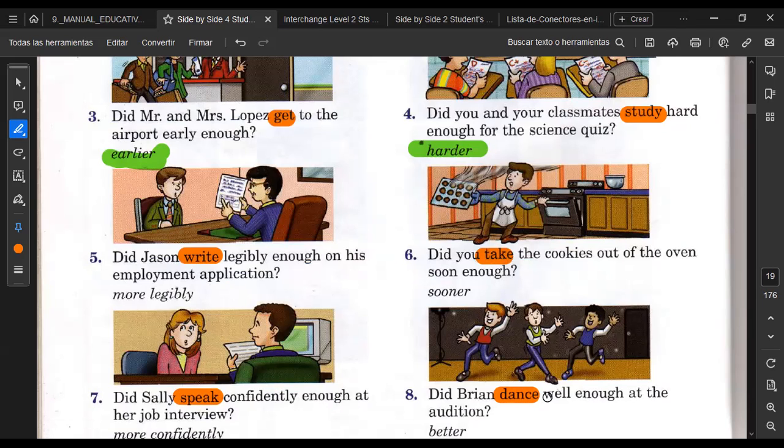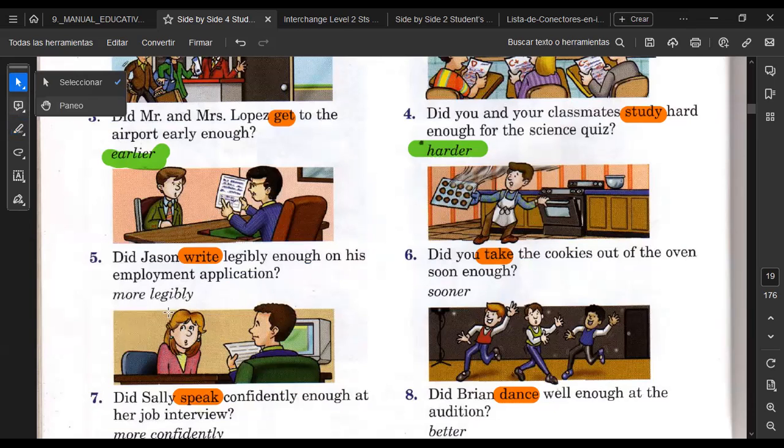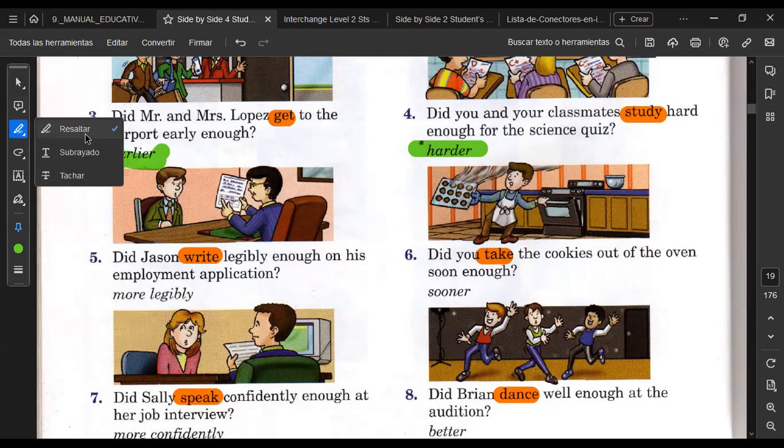En vez de dance, es regular. Queda igual, dance. Ok. Y antes del verbo de anaranjado va should have. En todas, should have. Y esta palabra de verde va al final, at the end of the sentence, right? Okay? Yes. Okay, so right now we are going to do it. So, I have finished. Okay, so can you help us with the number three?